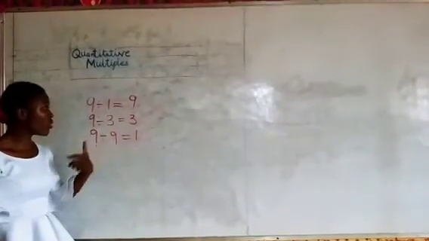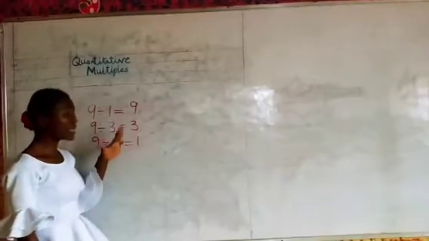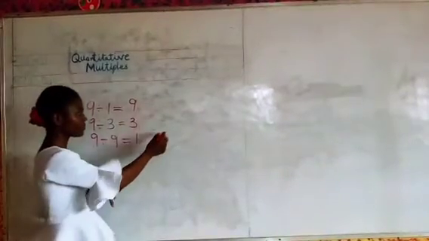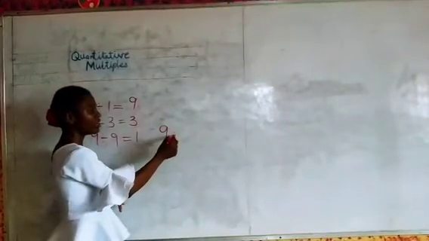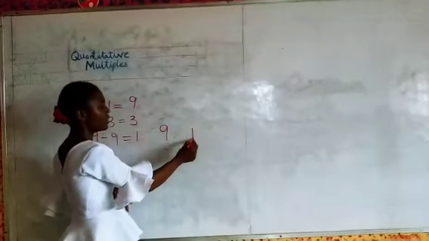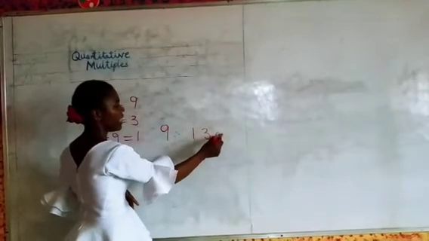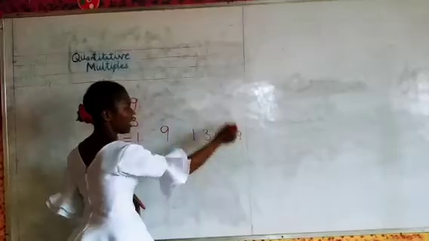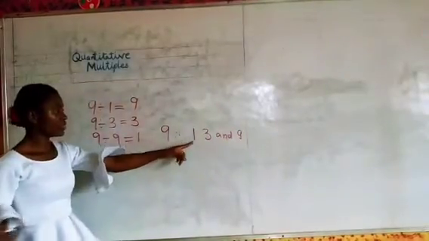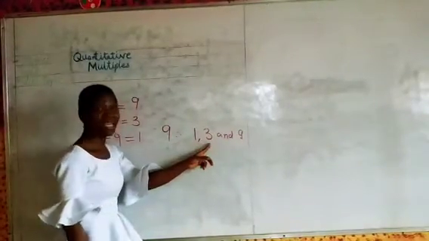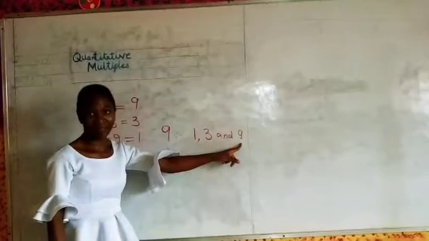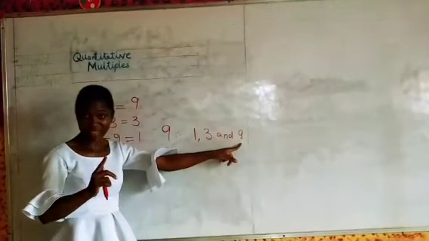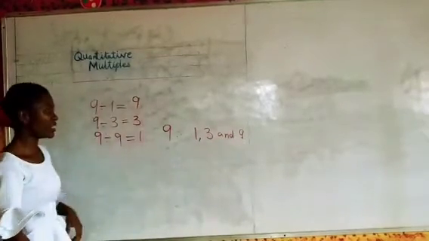So we can now conclude by saying that the multiples of 9 are 1, 3, and 9. 1, 3, and 9. Did you get that? Alright, so let's take another example.